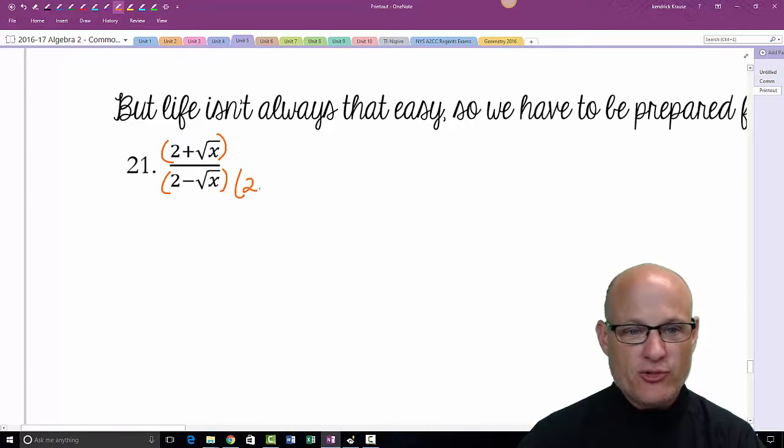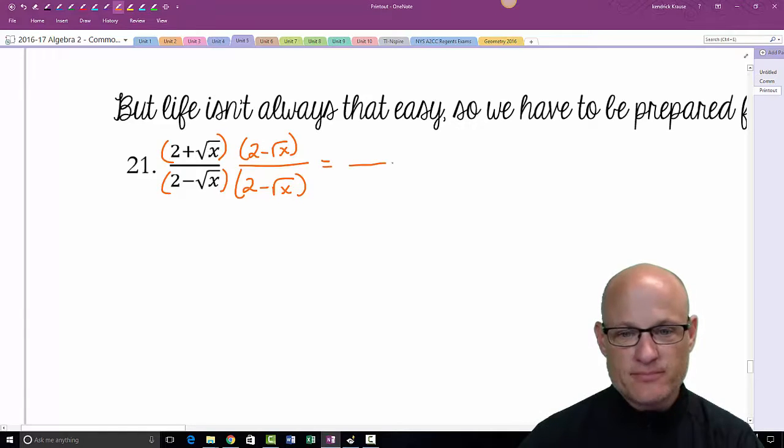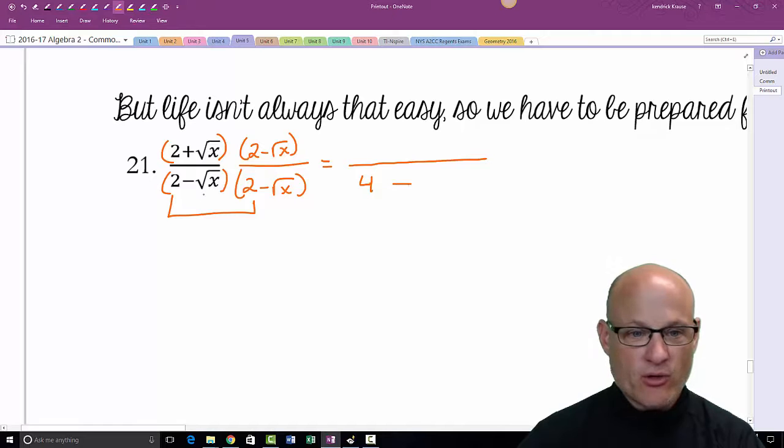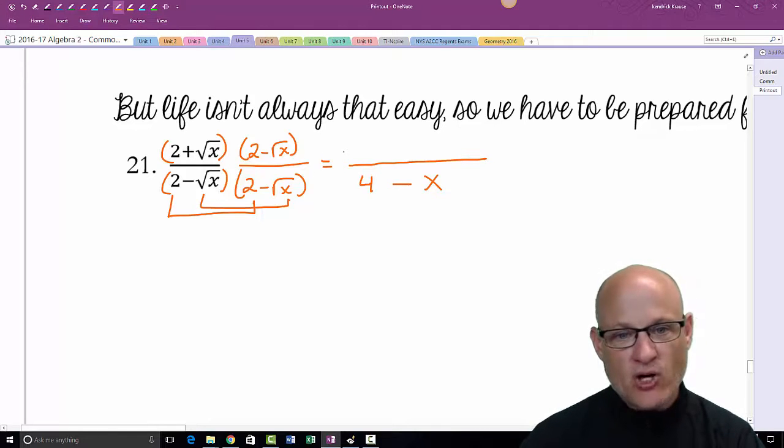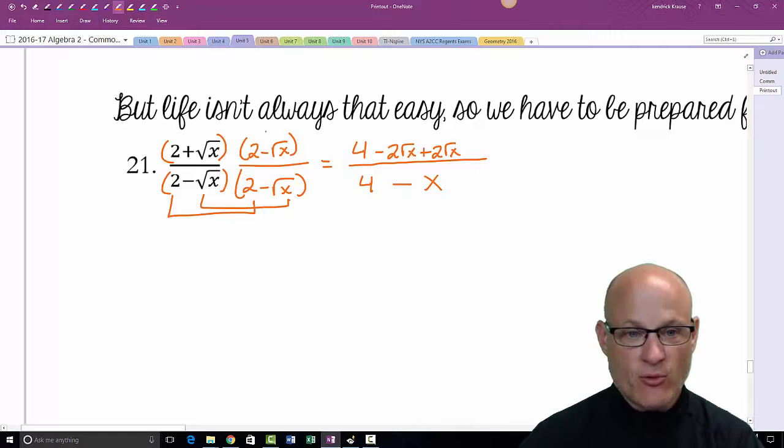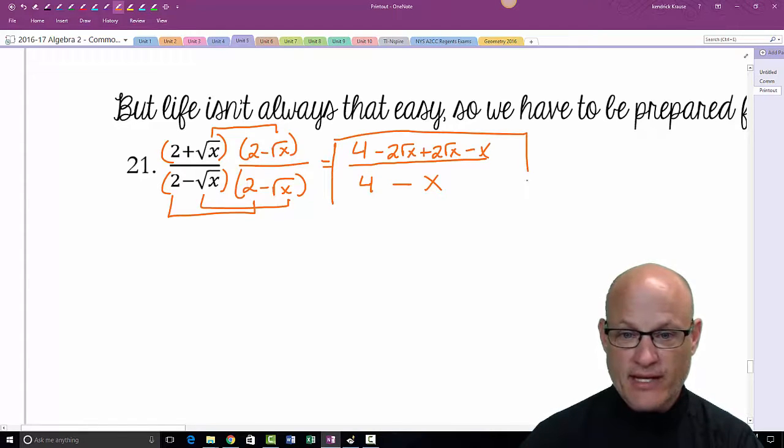So we're going to multiply by 2 minus the square root of x. 2 minus the square root of x is just the conjugate. So in the denominator, I get 4 minus the square root of x times the square root of x is just x. In the numerator, I got to double distribute all that out. So I get 4 minus 2 square roots of x plus 2 square roots of x. And then what's the square root of x times the square root of x? It's just x, so it's minus x. So my answer here, well, that is my answer, because you can't combine anything. That's it. You're done.